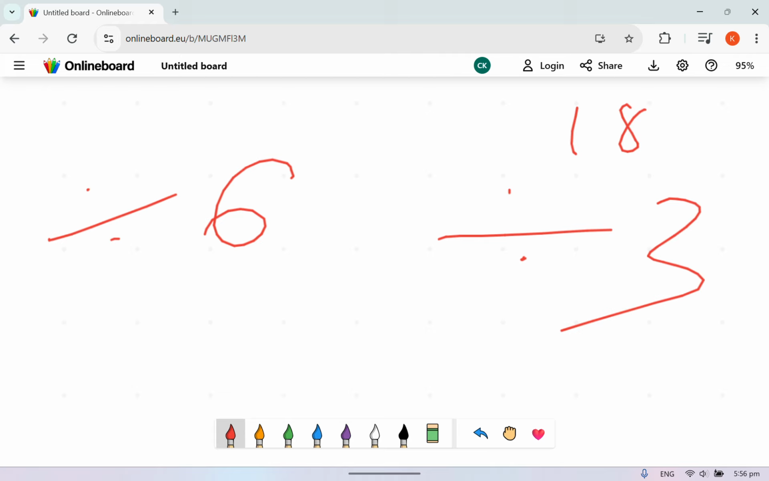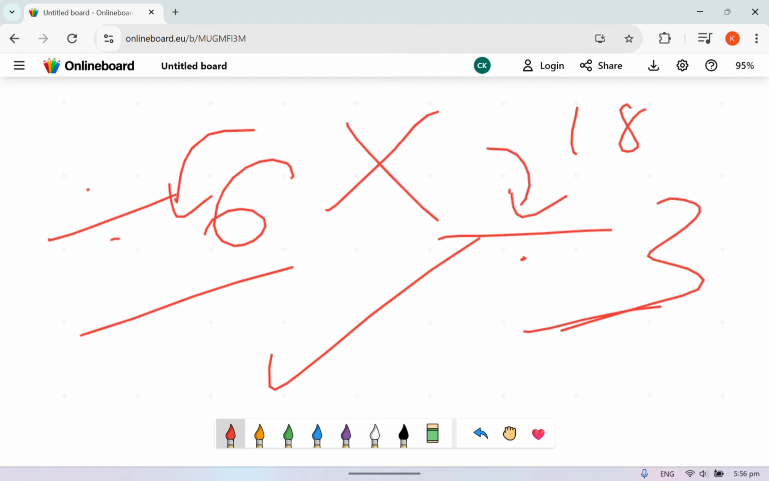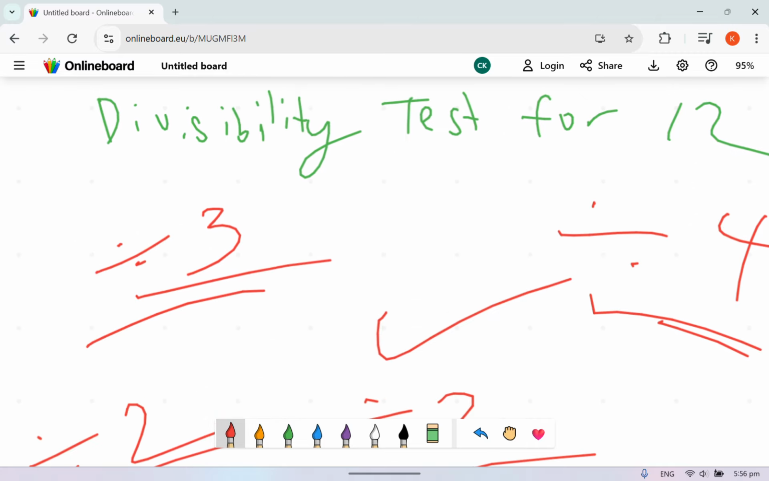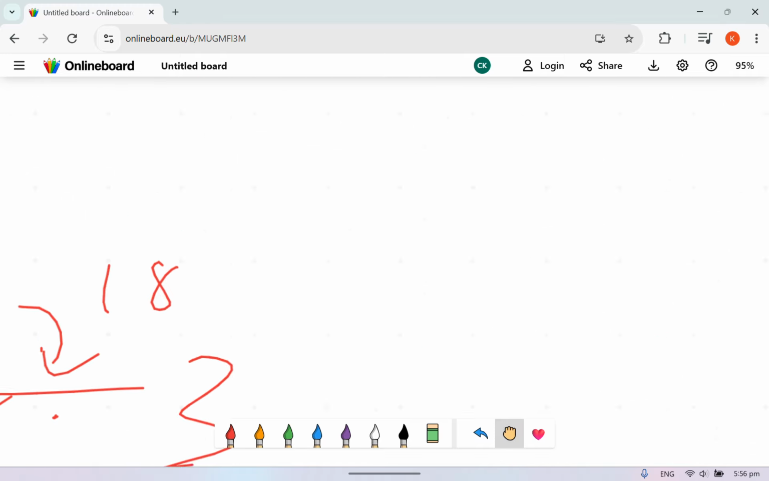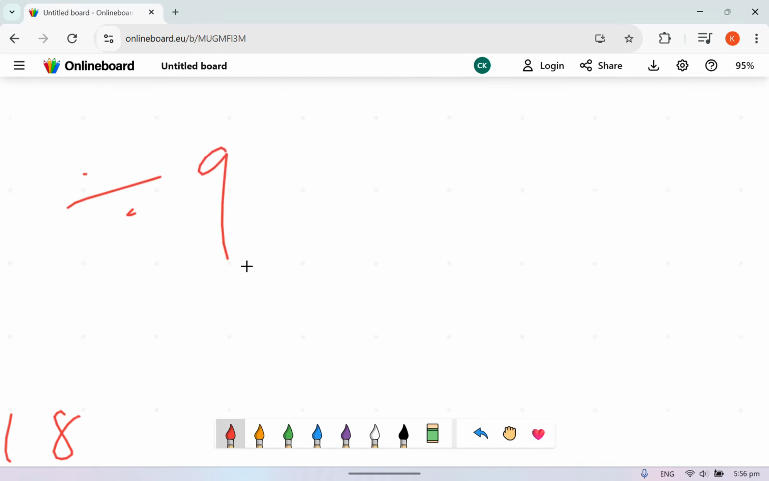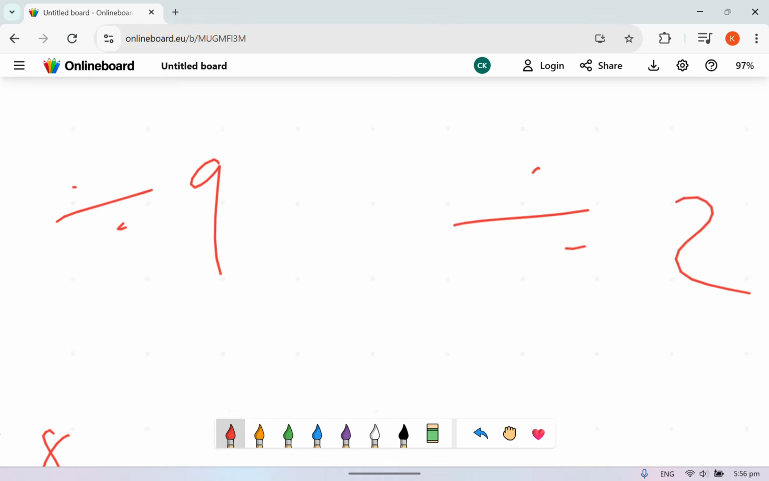and divisible by 3, so it's divisible by 6 and divisible by 3. Therefore, it's divisible by 18? No. Because these are not co-prime. But in this case, these two are co-prime, which is why it works. But of course, for 18, if you do divisible by 9 and divisible by 2, that works.